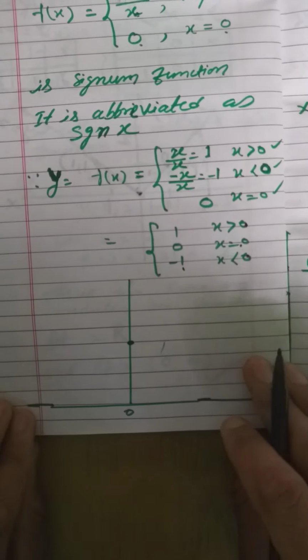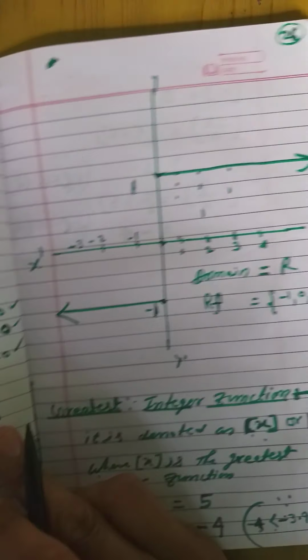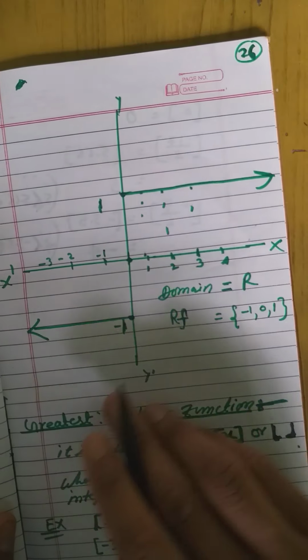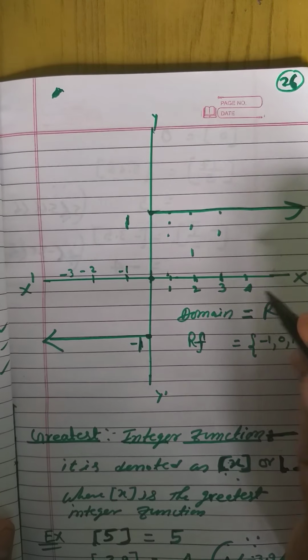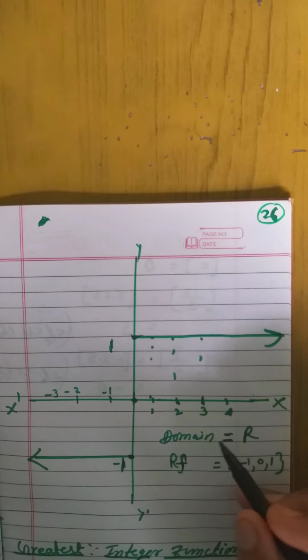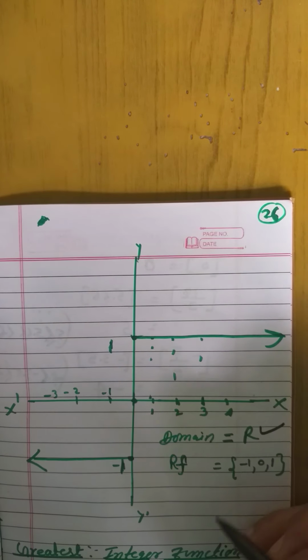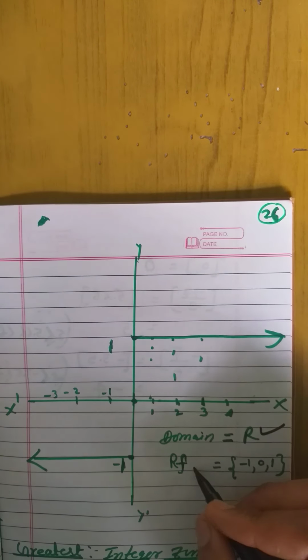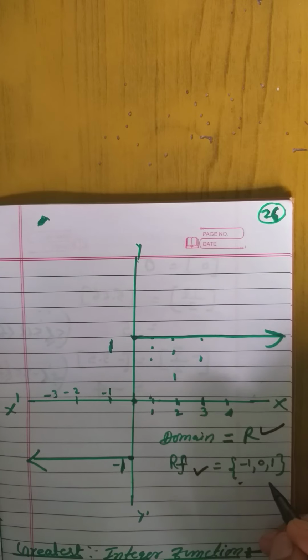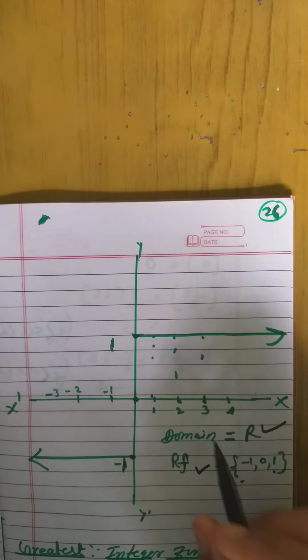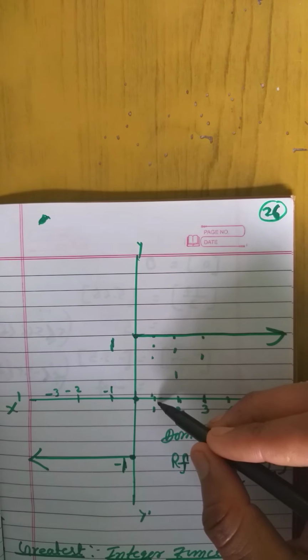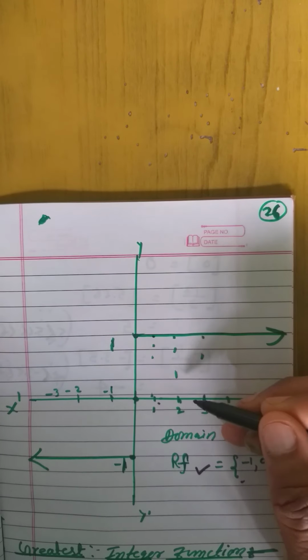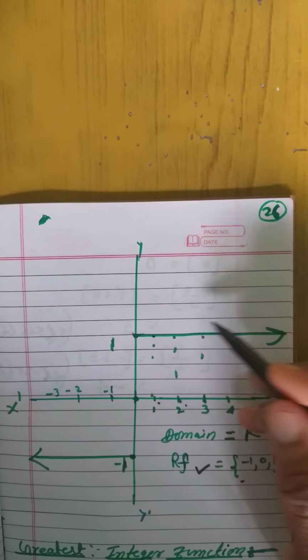Right? So now you can write: domain equals the set of real numbers, range of the function equals {minus 1, 0, 1}. Right? You can draw the graph of this one. If you put x equal to 1, you will get y equal to 1. If you put x equal to 2, you will get y equal to 1.